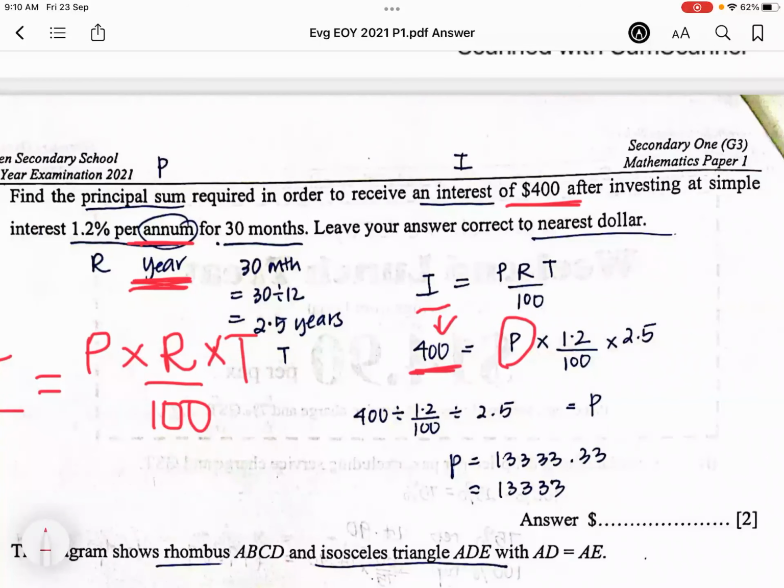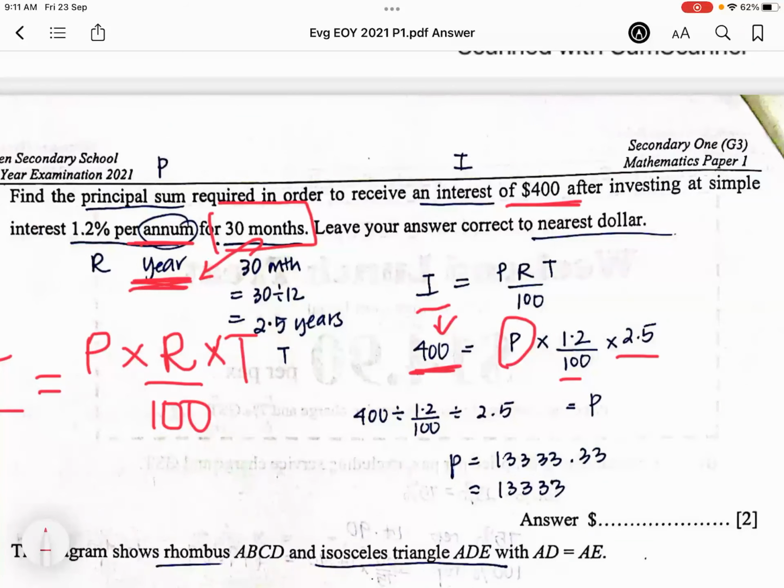Then I got my interest rate 1.2%. But I got 30 months. The year and the month do not match. Then question, do I change the interest rate to month? No, right? The interest rate is per annum. So what I should do, I should change the months to years. Everything you follow according to your interest rate. Okay, so in this case, I divide by 12, I get 2.5 years.